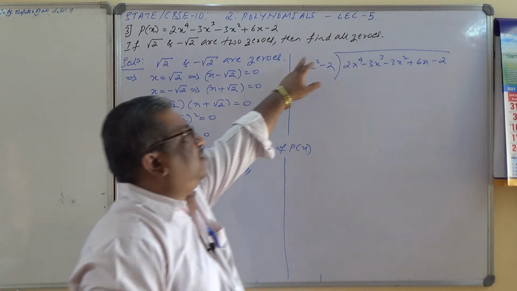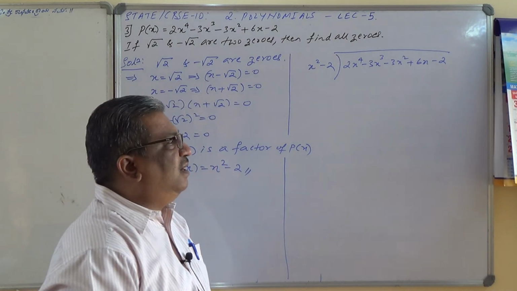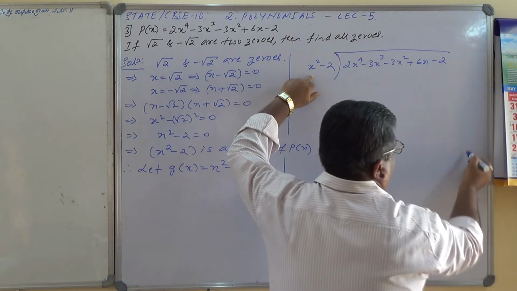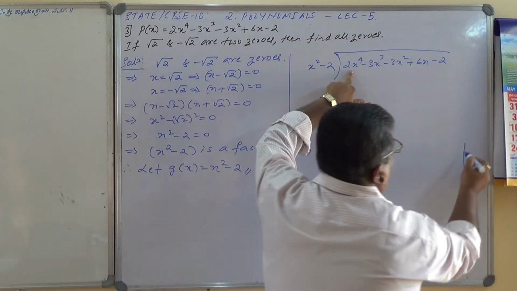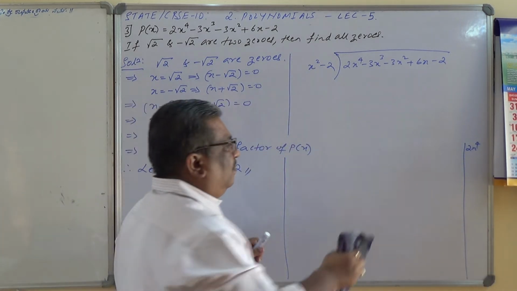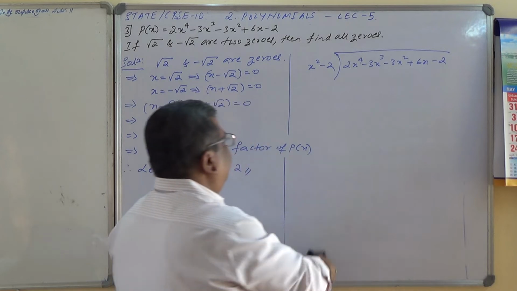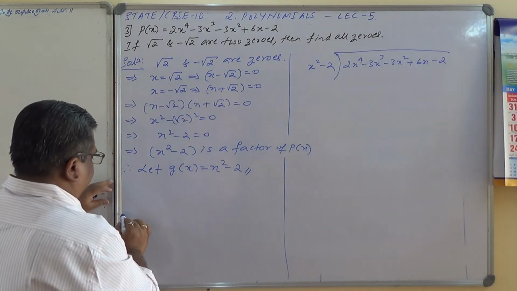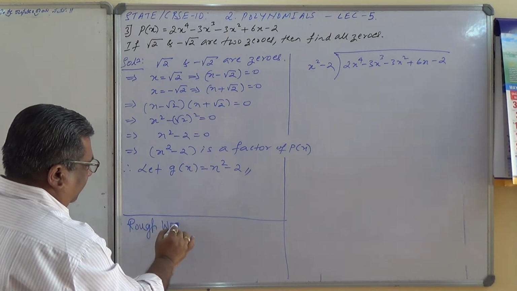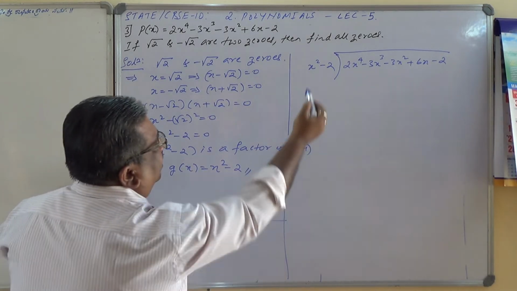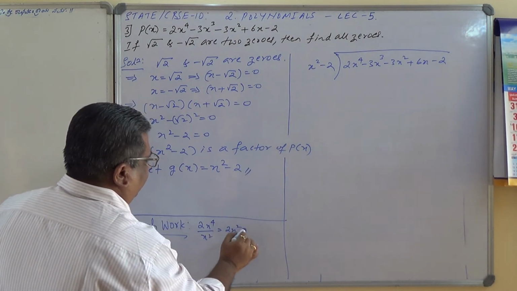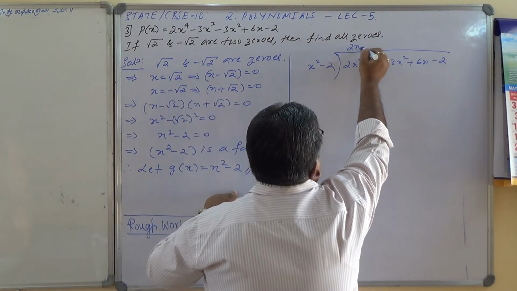I am going to get a quadratic as a quotient. The quotient also will be a quadratic polynomial. Split the middle term to get the other roots. So what is the first term here? I will work it out in rough here. 2x to the power 4 divided by x square is equal to 2x square. So the first term of the quotient is 2x square.